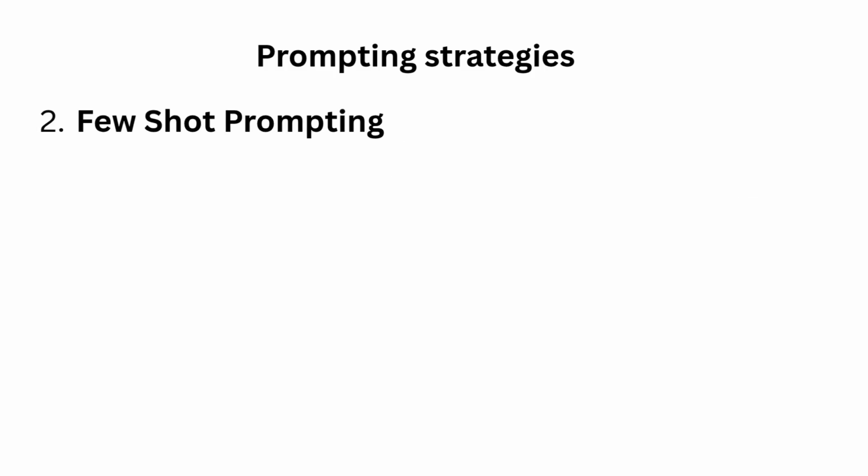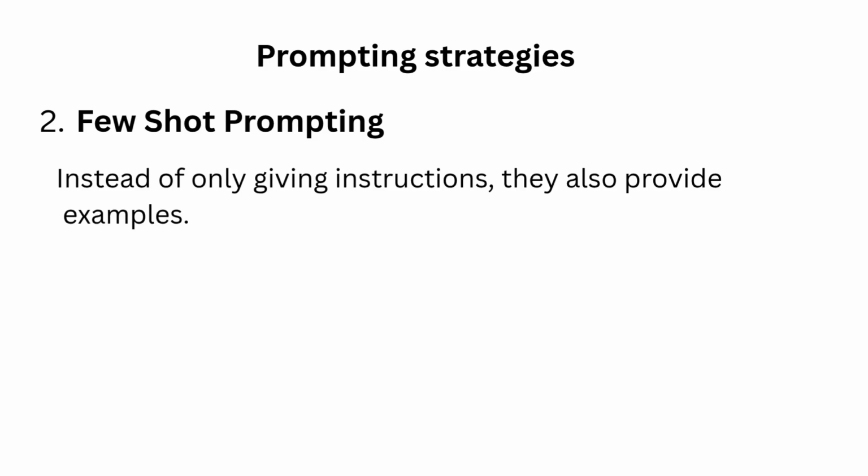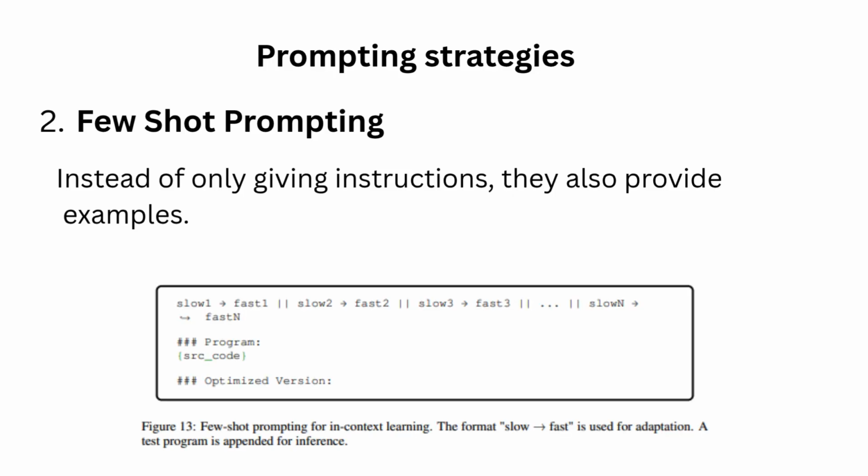The second prompting strategy is called few-shot prompting. Instead of giving only an instruction, the authors also provide examples of optimized code directly inside the prompt. The prompt follows a structure like this: slow program to optimized program, slow program to optimized program, and then finally, now optimize this new program.